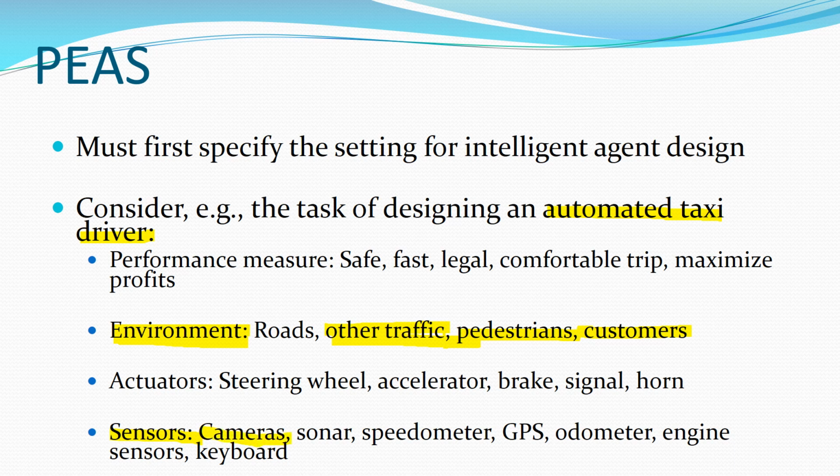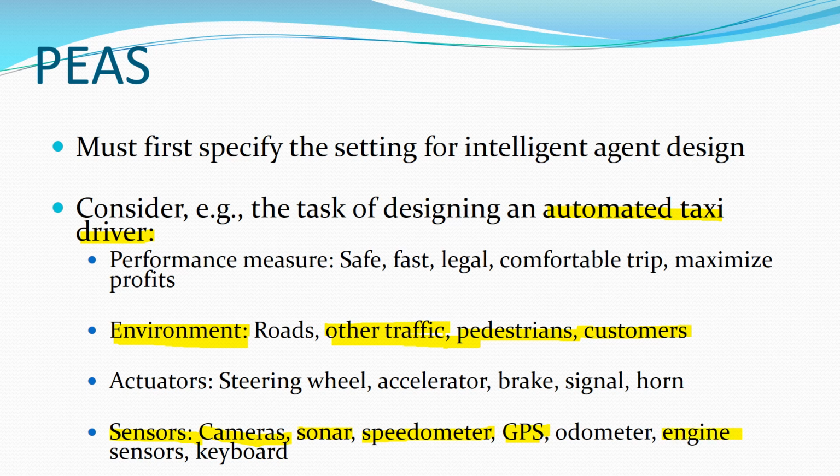Cameras are used to sense what is going on in the surroundings. Then sonar is there to detect obstacles. Speedometer is there to sense the speed of my car or the taxi, whether it is too fast or too slow. GPS is there, which is used to find which path we are on, that is, whether we are on the right path or not.